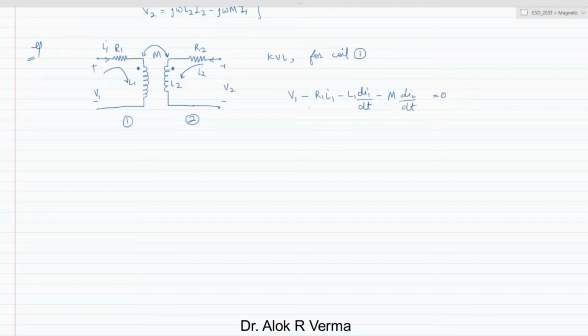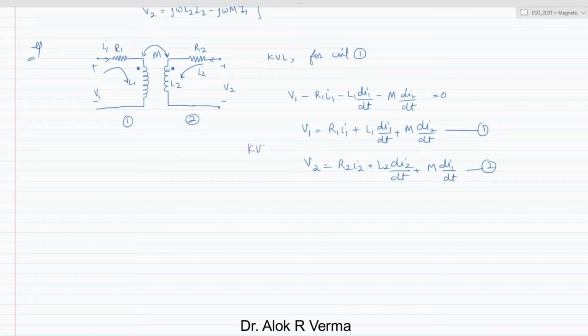So here we have written all the terms on the right side. V1 is nothing but R1 I1 plus L1 di1 by dt plus M di2 by dt. This is for coil 1. Similarly for coil 2, if you write, this will be R2 I2 plus L2 di2 by dt plus M di1 by dt. So this is the KVL for coil 2.